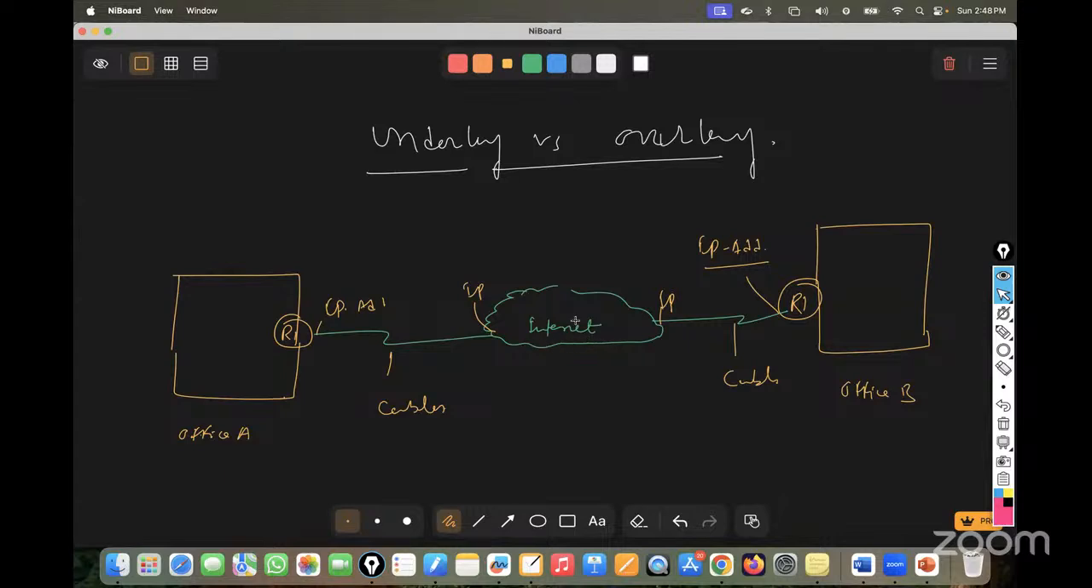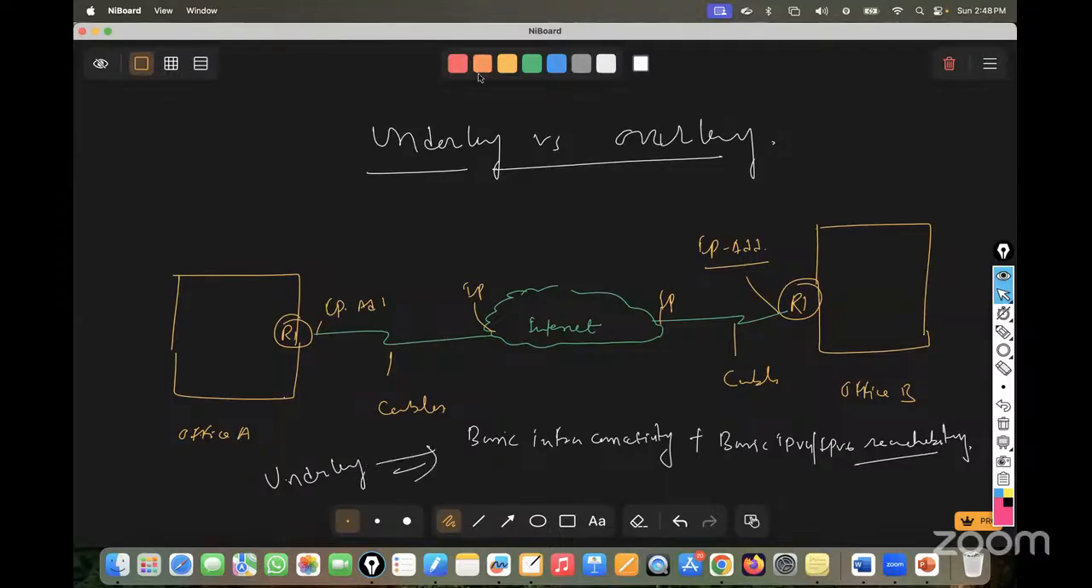But one very important thing you have to remember when you talk about the underlay: we have the basic infrastructure connectivity plus basic IPv4 or IPv6 reachability. This is the definition of the underlay. How many of you understand? Basic infrastructure connectivity means you have to connect the cables, fibers, IPs, and then you have to make basic IPv4 or IPv6 reachability.